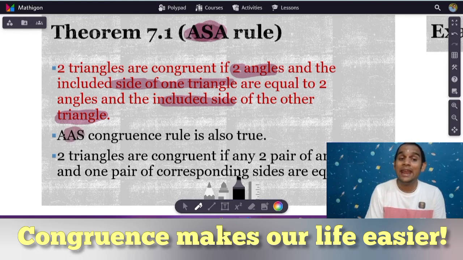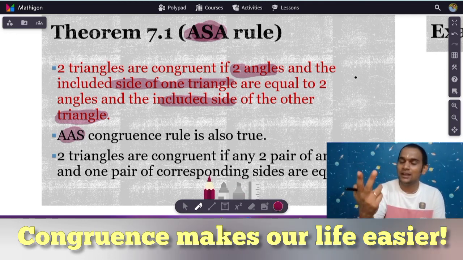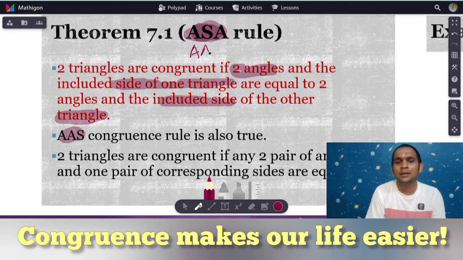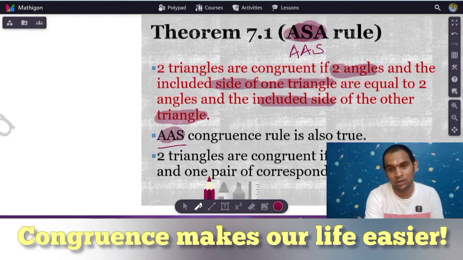Now the AAS rule, as we saw in the simulation before, the AAS congruence rule is also true. Why? Because when we have two angles equal, the third angle automatically becomes equal. So the AAS rule is a derived rule of ASA. So what is the meaning of the AAS rule? Two triangles are congruent if any two pairs of angles and one pair of corresponding sides are equal. Corresponding sides is very, very important.